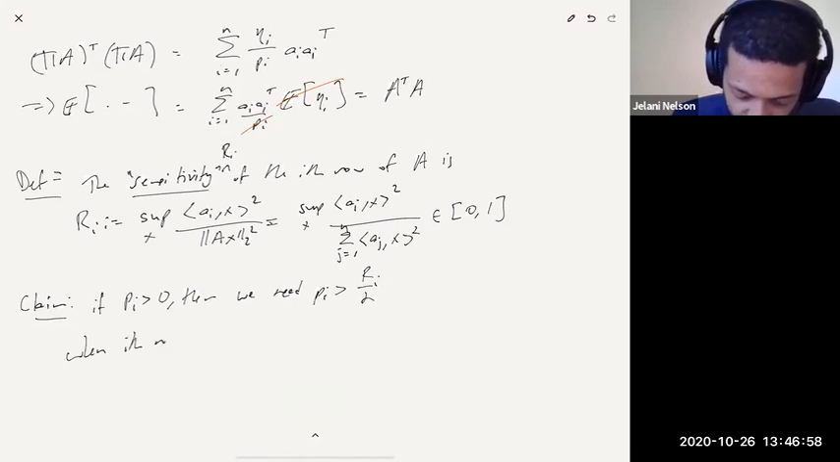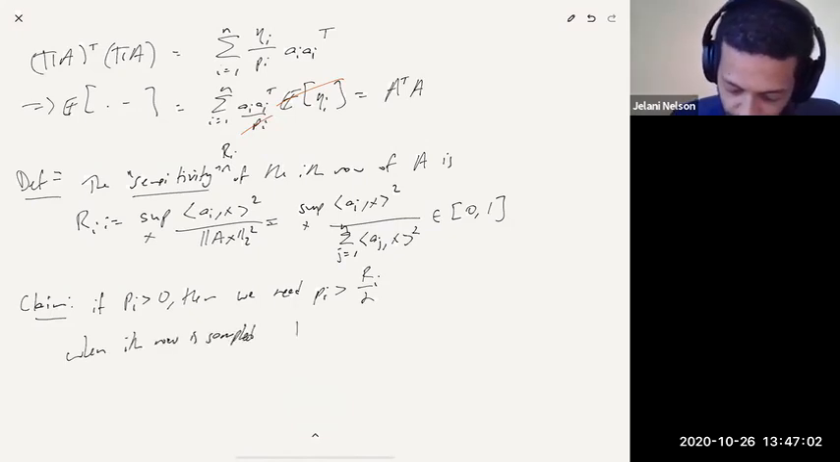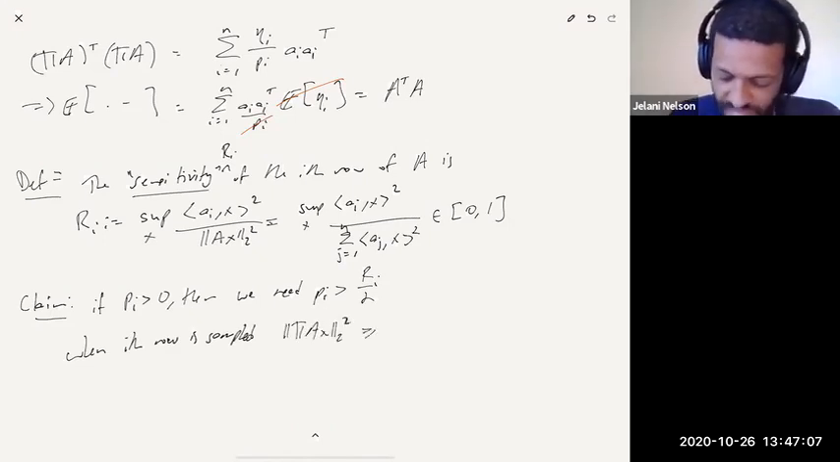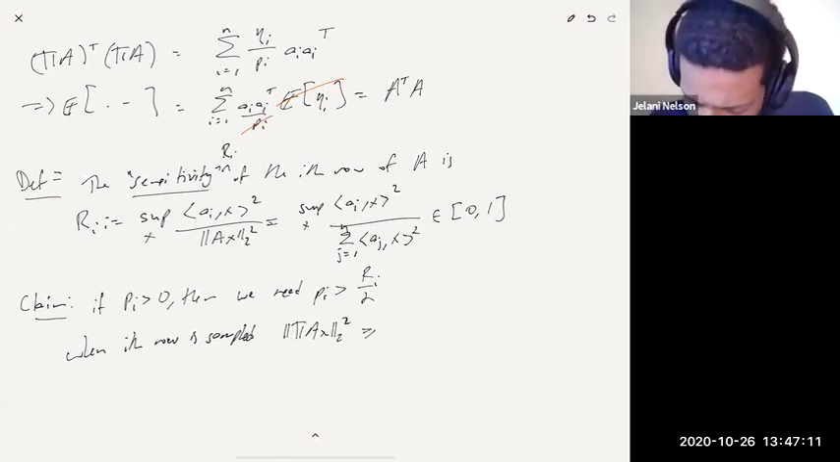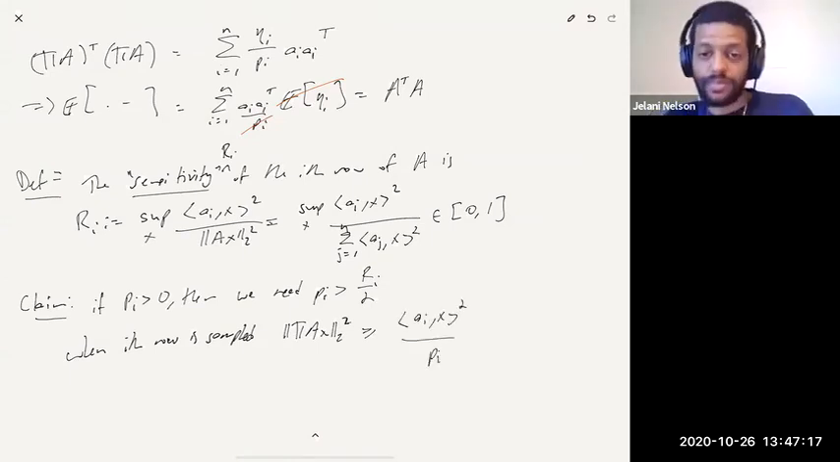when I've sampled it, the L2 norm squared of pi ax is going to be at least the L2 norm squared of ai dot x over pi. Okay.